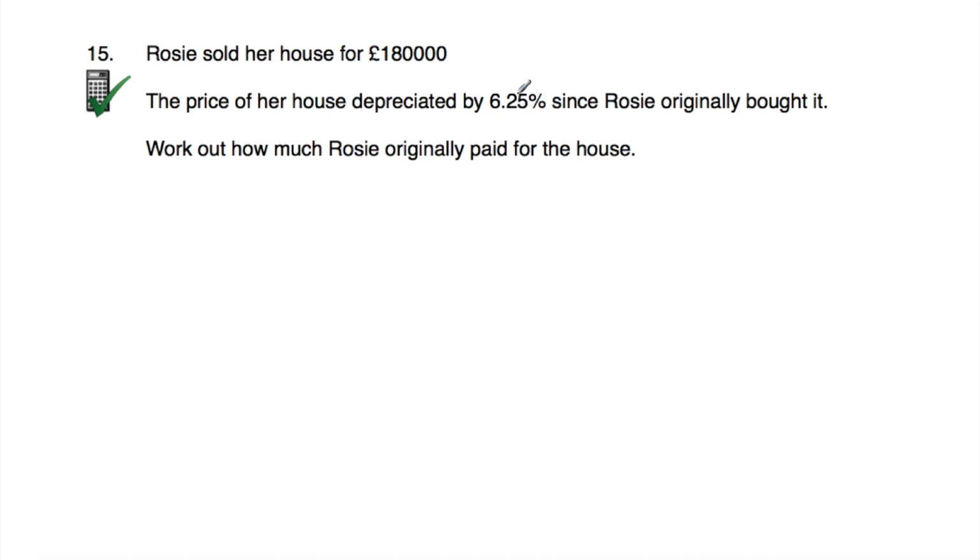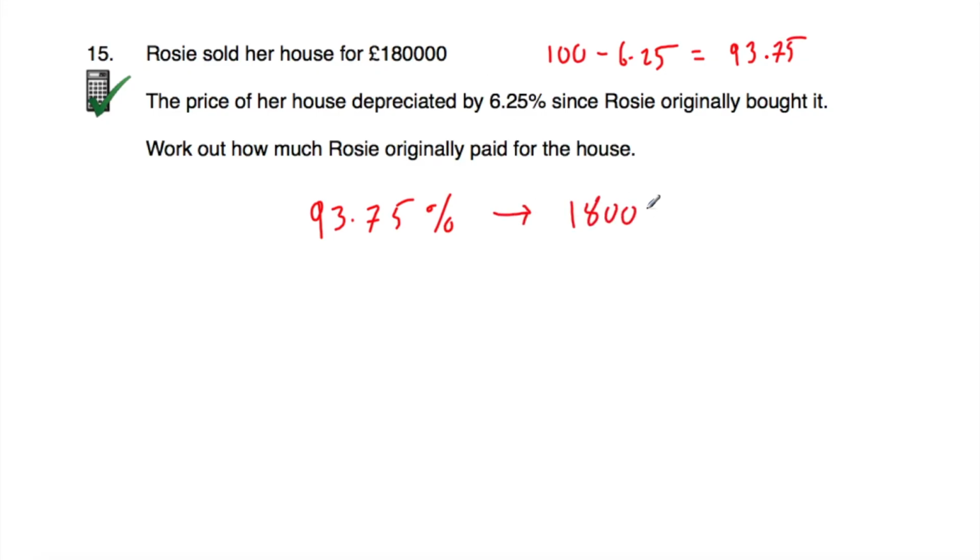So in this question, we're told that the value of her house depreciated, so it went down by 6.25%. So let's take this away from 100. 100 take away 6.25 is equal to 93.75. So that means that 93.75%, because it went down by 6.25%, is equal to £180,000. So that's how much she sold the house for.